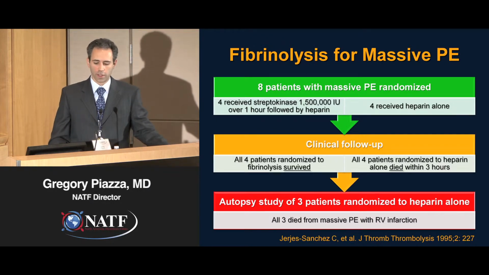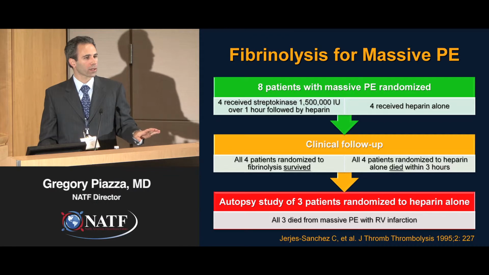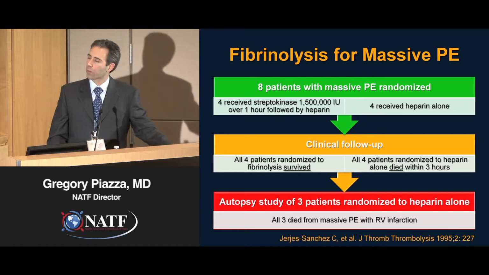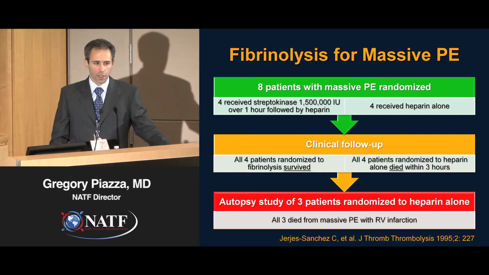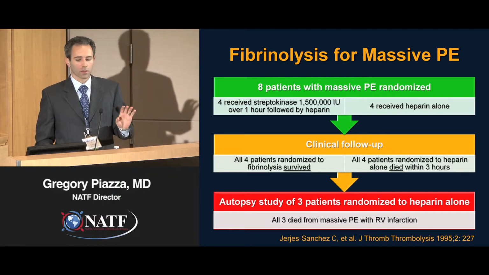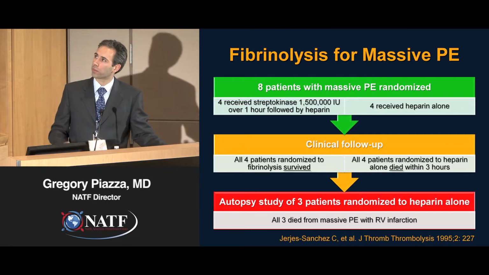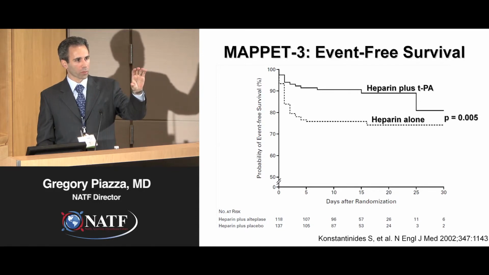And what they found was that all 4 patients who got the clot-busting drug survived, and all 4 patients randomized to just anticoagulation alone died. And when they did an autopsy study of the 3 patients randomized to just the blood thinner alone, they found that all 3 died from massive pulmonary embolism with a heart attack involving the right side of the heart. And so based on this very small trial, that's the evidence that we have to support clot-busting drugs for massive pulmonary embolism.